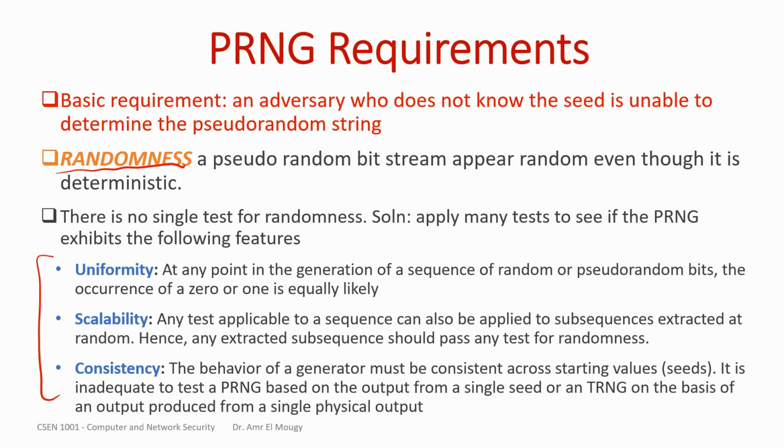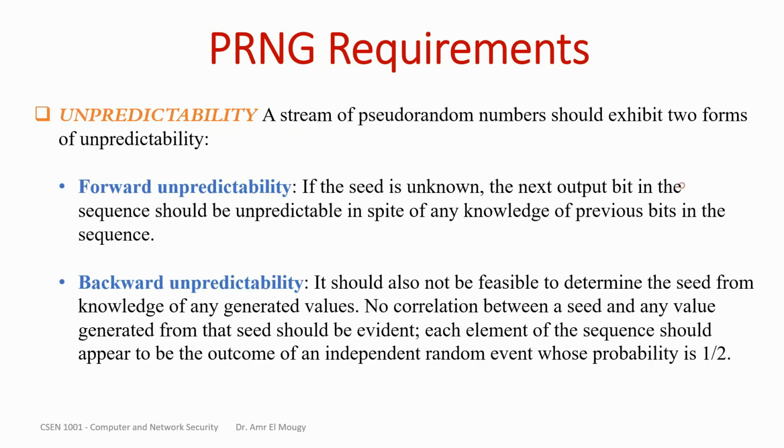Means if you change the seed, it should actually still exhibit the same properties. The seed should not actually be a factor there. Okay. This is what we want in pseudo-random number generators. We also want unpredictability. Particularly, we want forward and backward unpredictability.